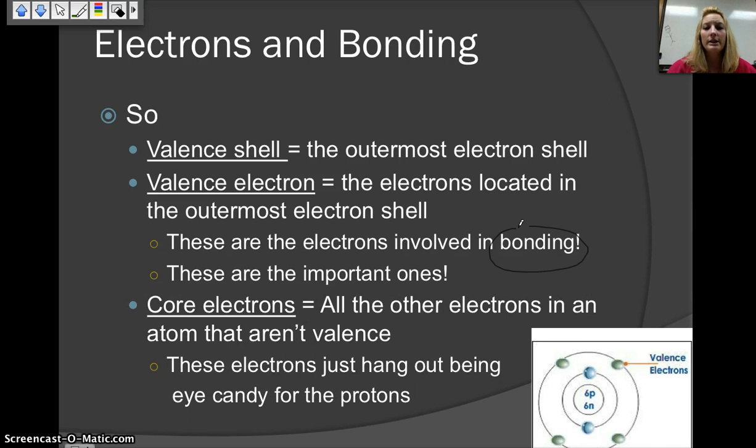All the others that are still in there are called the core electrons. Now we still know where those are at. We know what energy levels they're in. We know what shapes they're flying around and what orbitals. But pretty much from now on, these are just hanging out, being eye candy for the protons. They're just there to keep the protons happy. It's those outermost valence electrons that are the key.